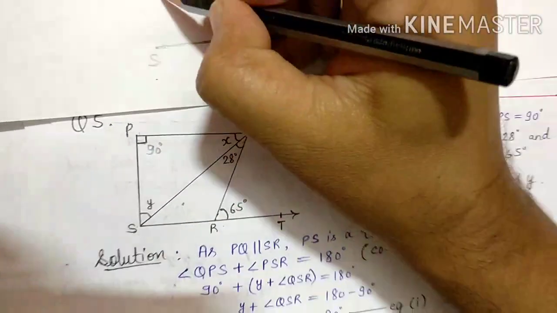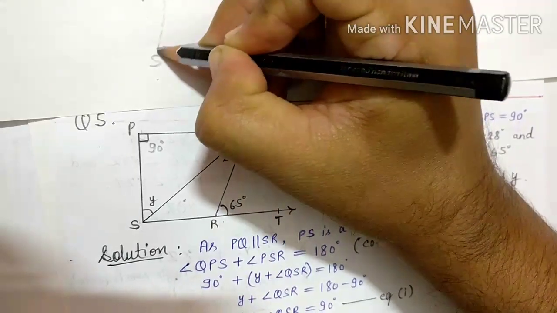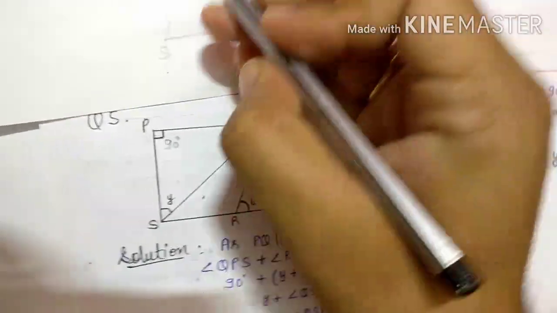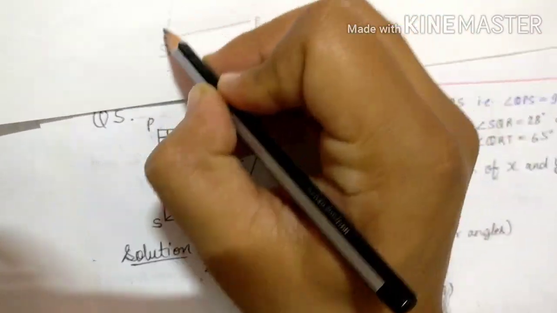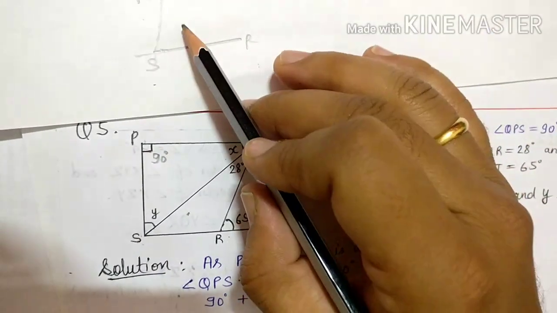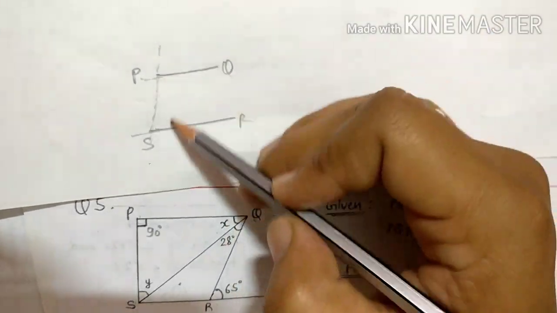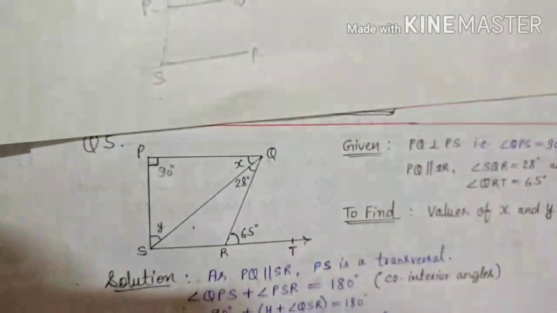This one, okay, and this PS is working as a transversal. It's working as a transversal, we can say. Okay, we can increase both sides, no problem. It's working as a transversal, this one. Okay, PS. Okay, now see.